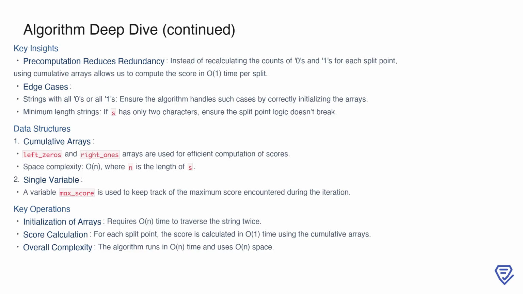For strings with a minimum length of 2 characters, it's essential to ensure the split point logic maintains valid non-empty substrings. The algorithm uses cumulative arrays, which require O(N) space, and a single variable max_score to track the highest score. The key operations include O(N) initialization of the arrays through 2 traversals of the string and O(1) score calculation for each split point. Overall, the algorithm achieves a time complexity of O(N), with a space complexity of O(N).